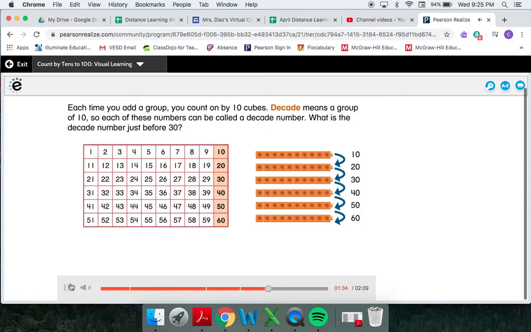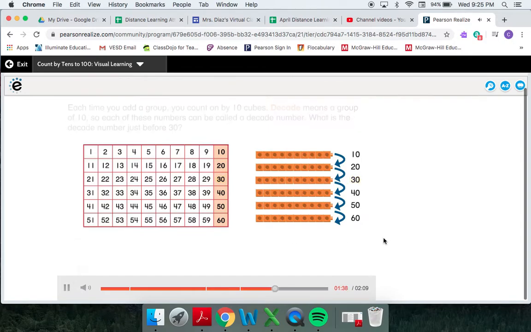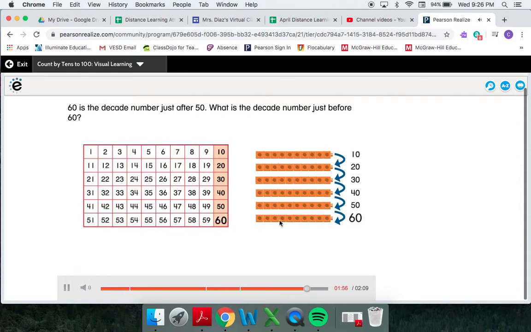What is the decade number just before 30? 20 is the decade number just before 30. What is the decade number just after 50? 60 is the decade number just after 50. What is the decade number just before 60?